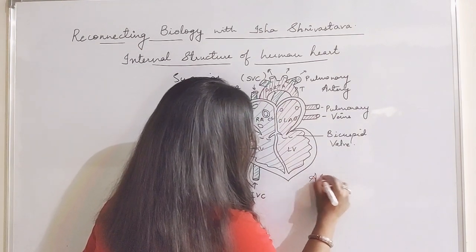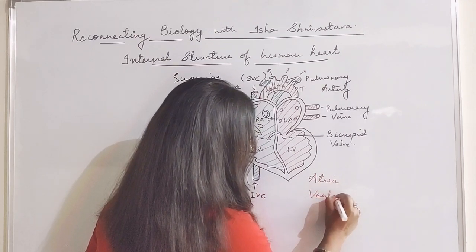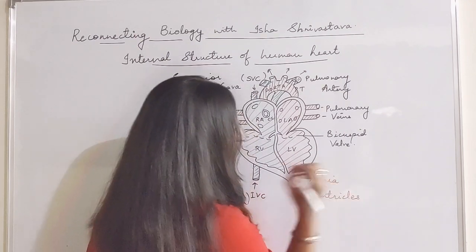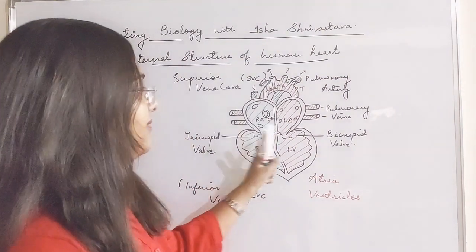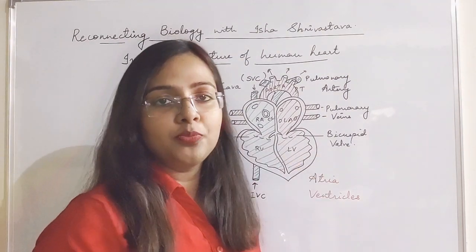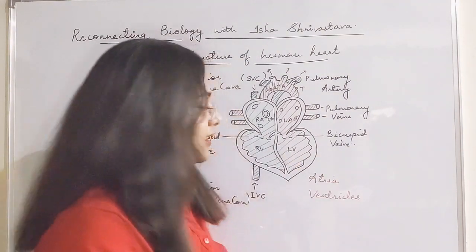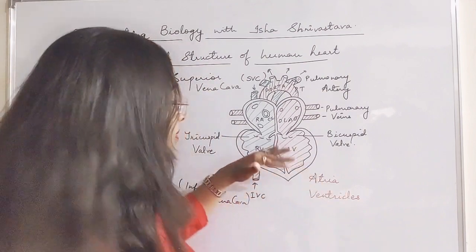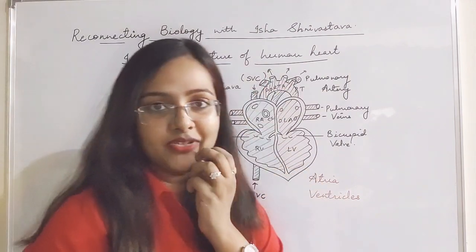Okay, now let's talk about the atria and the ventricles. The atria are spelled something like this, and these are the ventricles. These are the valves, and the function of the valves is just to prevent the backflow of the blood. It prevents the backflow of the blood from the respective ventricles back to the atria.